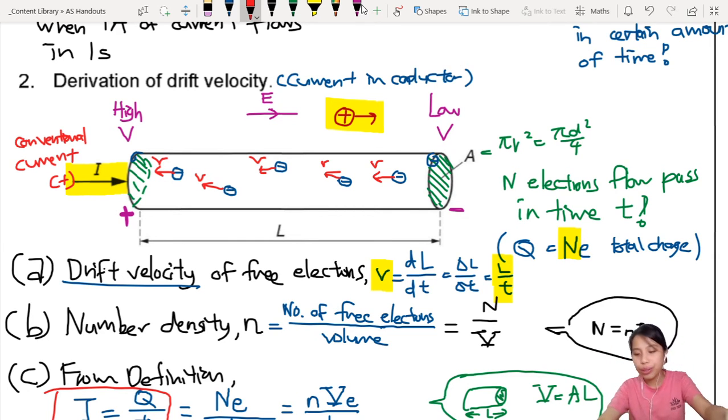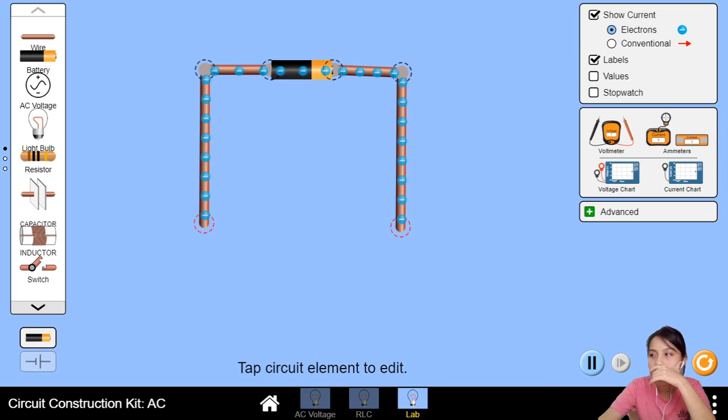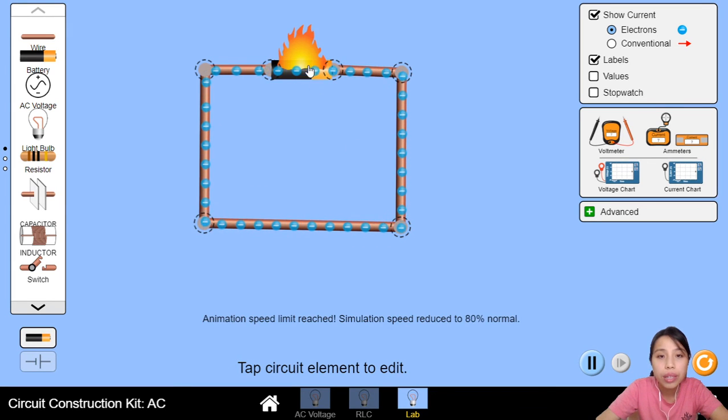Let me show you, just to illustrate in the circuit, a simulation. This one is the PhET Colorado simulation again. You can build circuits, pretty fun stuff. So let's say I connect. See, nothing's moving now, right? Once I connect the wire, the electrons will start to move because there's a battery up here. So let's connect it. Fire! Oh my goodness.